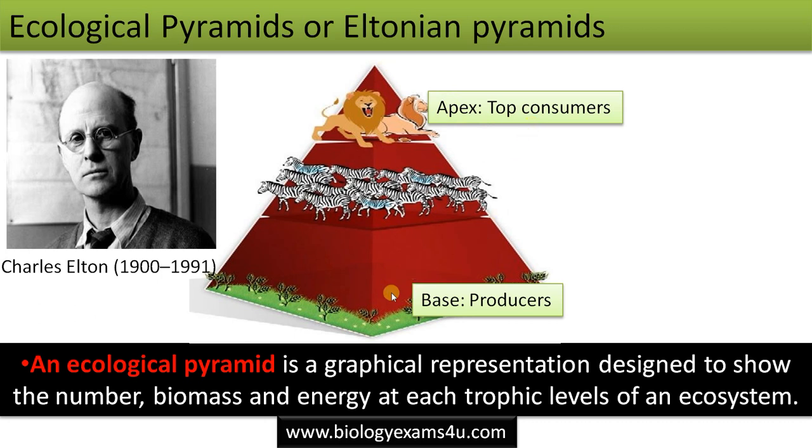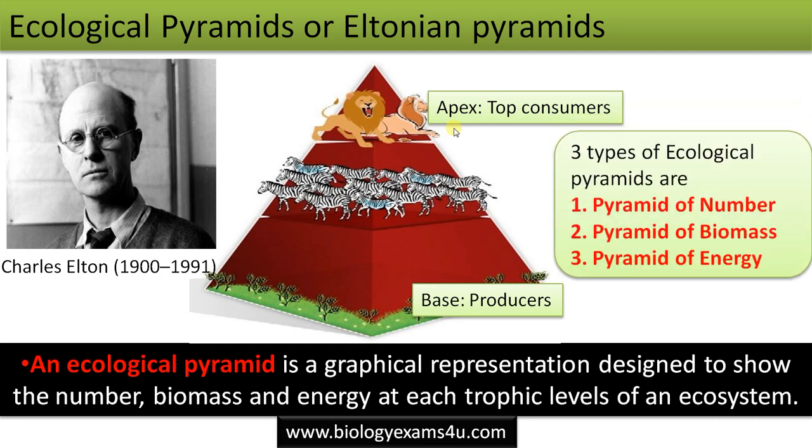This is a food chain, and each step in the food chain can be called the trophic level, or the position of organisms in the food chain can be called the trophic level. Therefore, the producers form the first trophic level, whereas herbivores form the second trophic level. In this example, top consumers form the third trophic level.